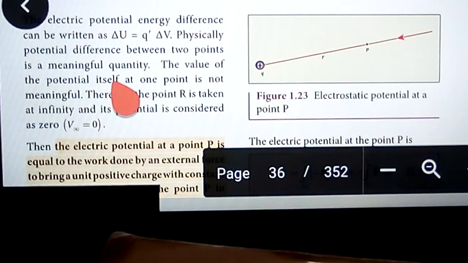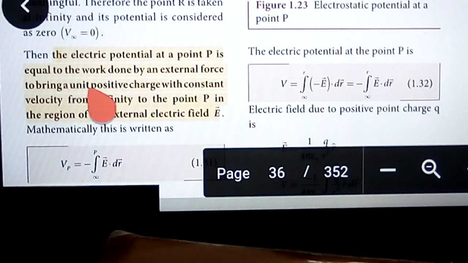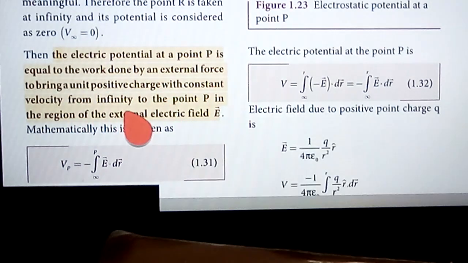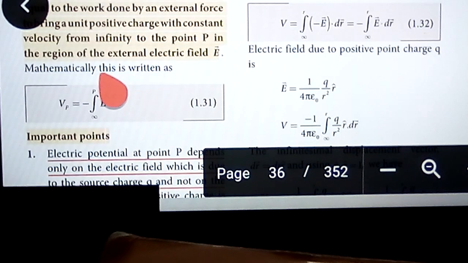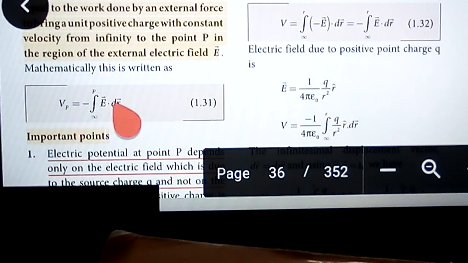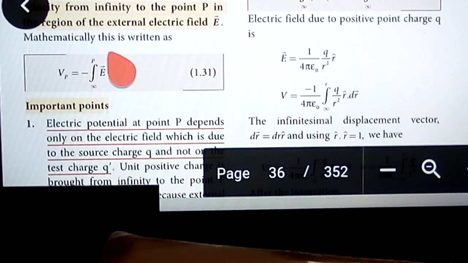And the electric potential at a point P is equal to the work done by an external force to bring unit positive charge with constant velocity from infinity to the point P in the region of the external electric field E. So the definition can be written mathematically as Vp equal to minus integral infinity to the point P E dot dr.